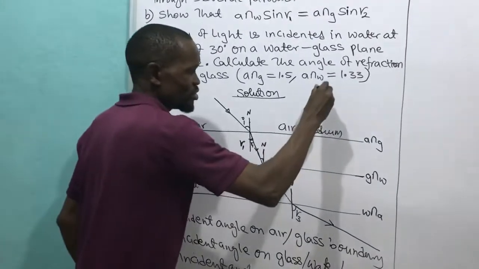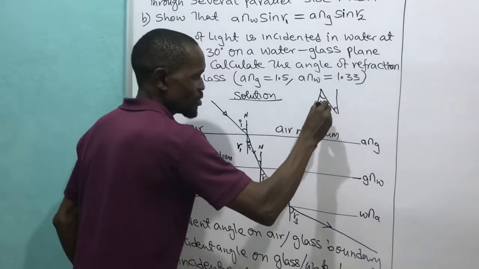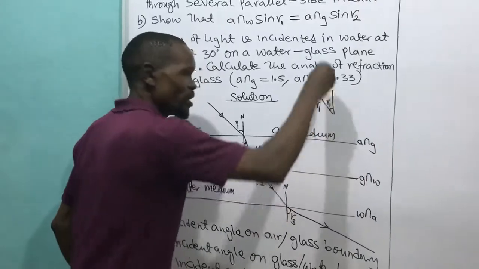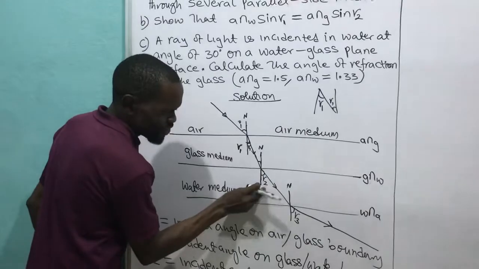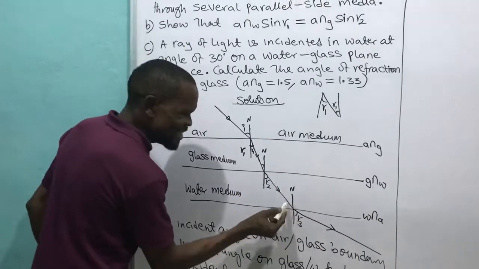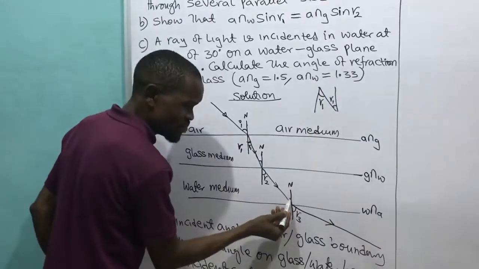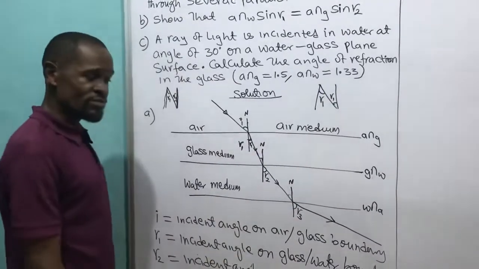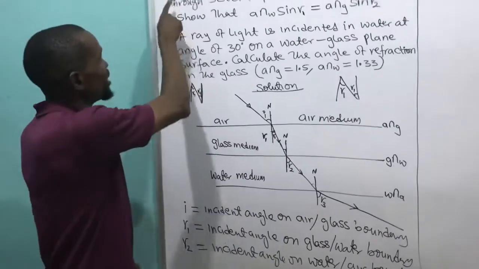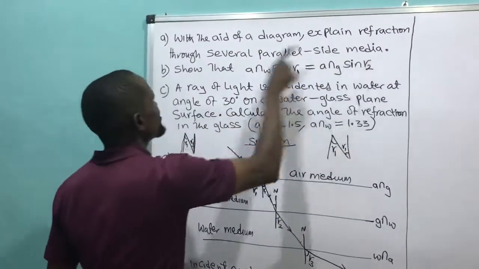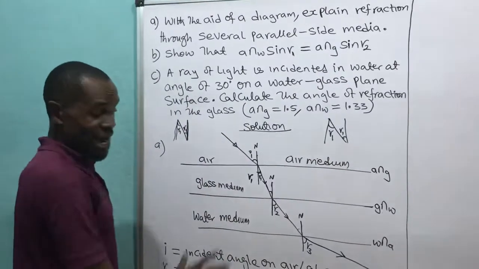Look at it. Let me put it here so you can see clearly. This angle here is the same as the angle here. So if this is my r1, this is r1 as well, which is what it used to enter here, right? Then this refraction angle in the water is the incident angle here, for the same reason: alternate angles are equal. You get me right? So this is clear. This is what they asked us in that question: with the aid of a diagram, explain refraction through several parallel-sided media. Look at it. I've done that.